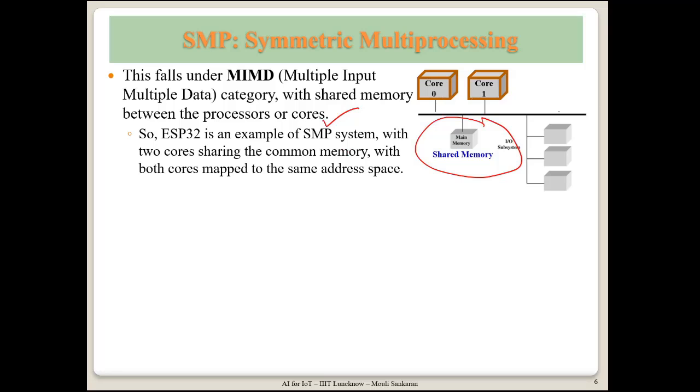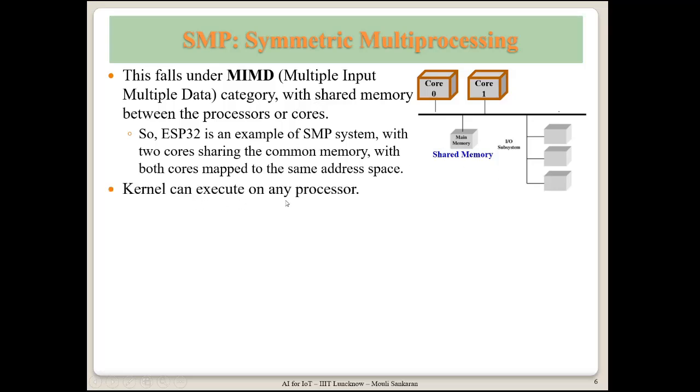Each of these cores sees the same memory area and has the same OS running on it. That means OS code can run from here or from this one, or if one more processor is there, it can also run from there. So they see the same address space and can run on multiple cores. A MIMD type of multiprocessing which has a shared memory between the cores is called SMP, symmetric multiprocessing.